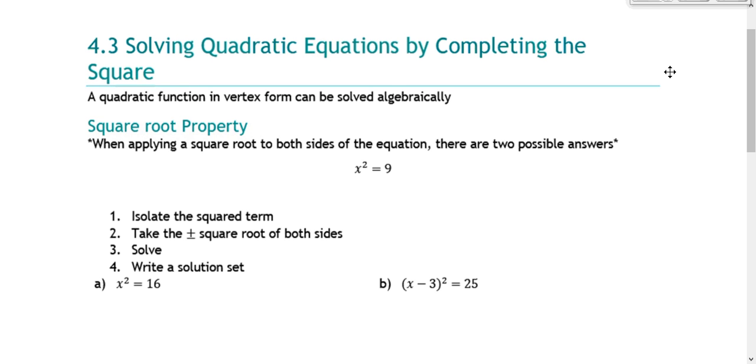Okay, 4.3, solving quadratic equations by completing the square. So a quadratic function in vertex form can be solved algebraically using our square root property. When applying the square root to both sides of the equation, there are actually two possible answers.